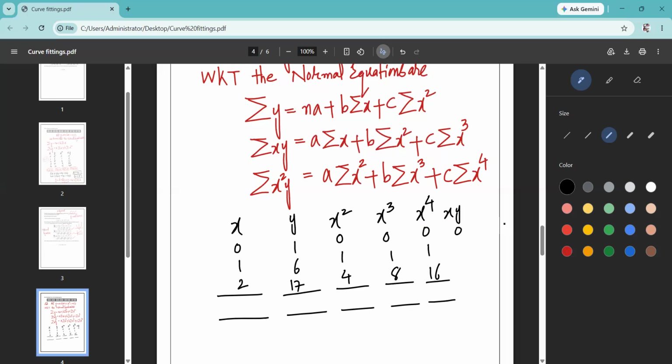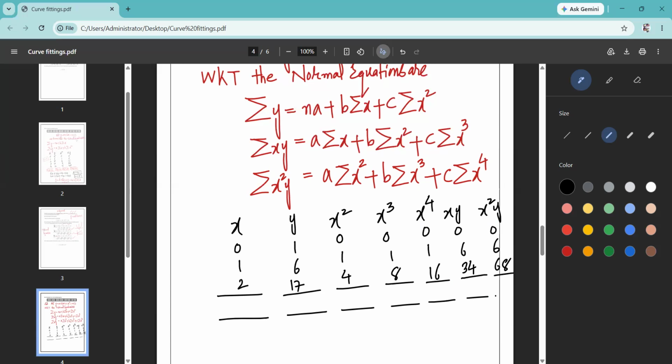Then x into y: this is 0, 1 times 6 is 6, 17 twos are 34. Sum of this. And then x square into y: x square is 0, so 0. Then x square is 1, 1 into 6 is 6. Then x square is 4, 17 fours are 68.